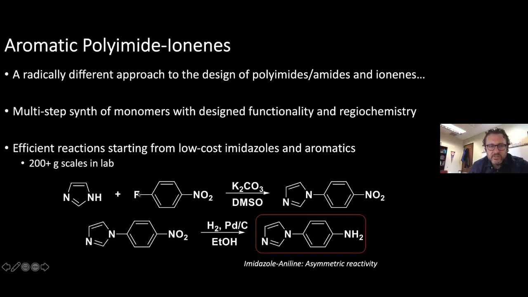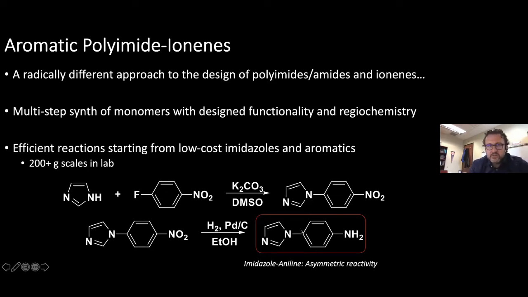So here we just take imidazole and this fluoronitrobenzene in the presence of some potassium carbonate and DMSO, and we can get this nitro imidazole structure in again, pretty big yield. And then we can reduce that quite easily with palladium on carbon in ethanol, even up to 200 grams. It's really no problem to get this molecule quite pure.